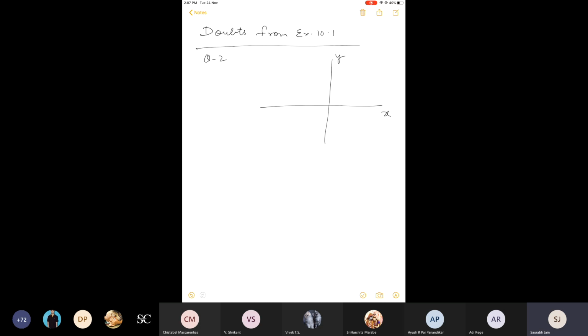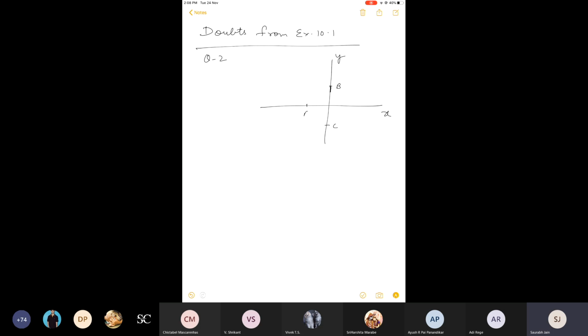In the second question, it is given that the base of an equilateral triangle with side 2a, that means the length of the side of the equilateral triangle is 2a, and the base lies along the y-axis such that the midpoint of the base is at the origin. Find the vertices of the triangle. So we have to make an equilateral triangle such that the base is on the y-axis, right? Base is on the y-axis.